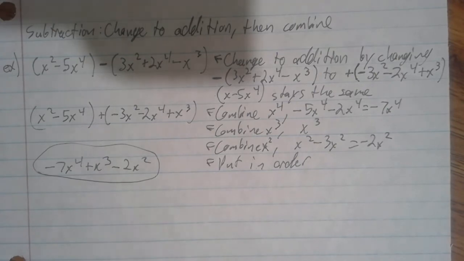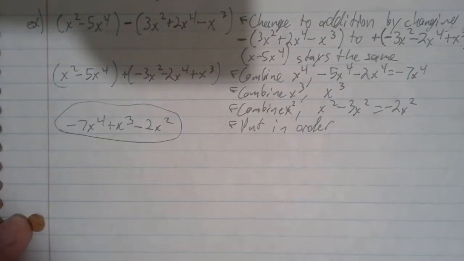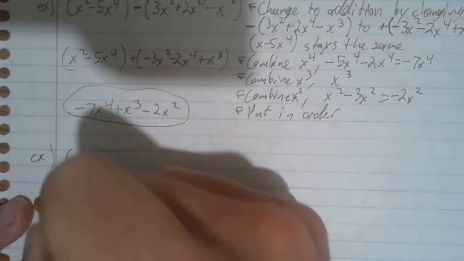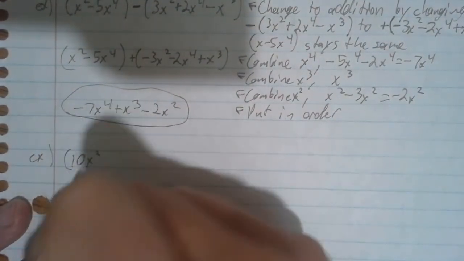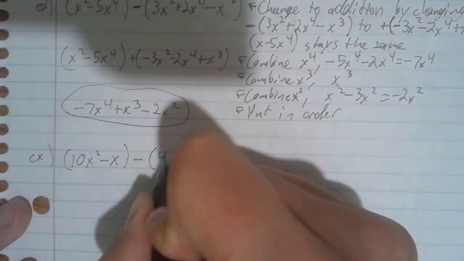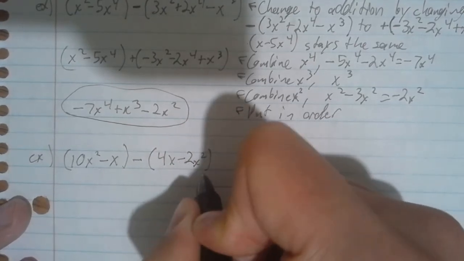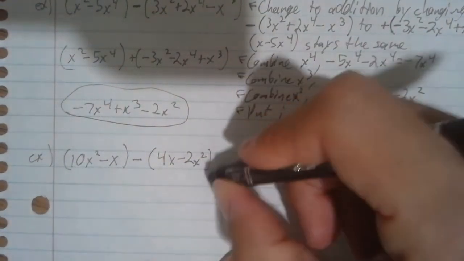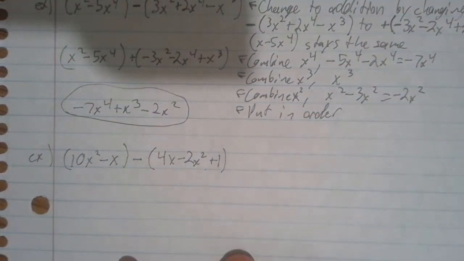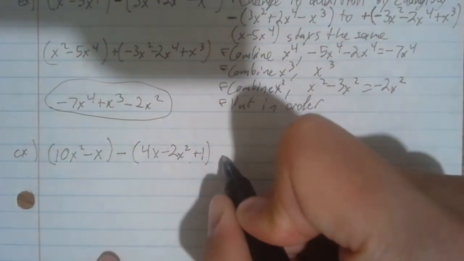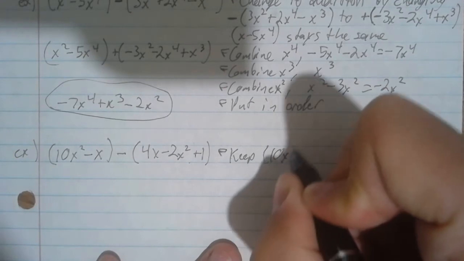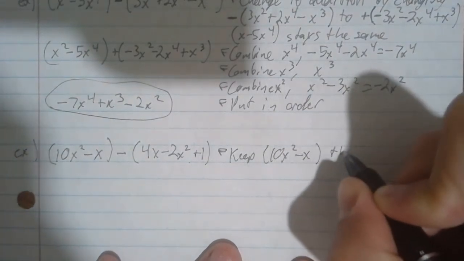All right, let's do one more example with this subtraction. So we're going to keep this one shorter. So we've got 10x squared minus x minus 4x minus 2x squared, whoops, plus 1. Okay. Now I'm going to put this in a different order here because we have to keep 10x squared minus x the same.